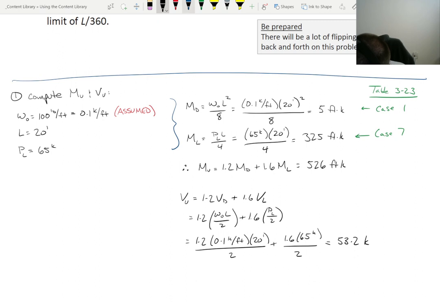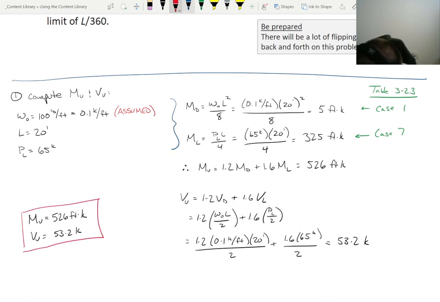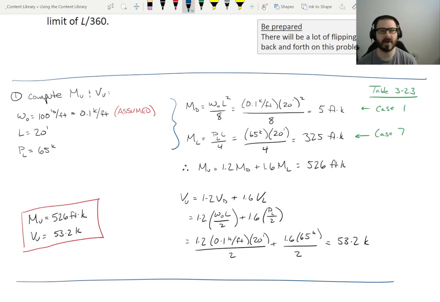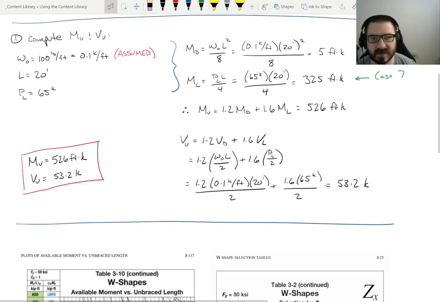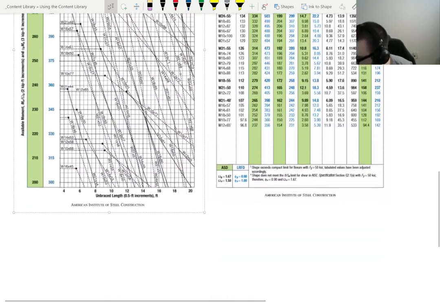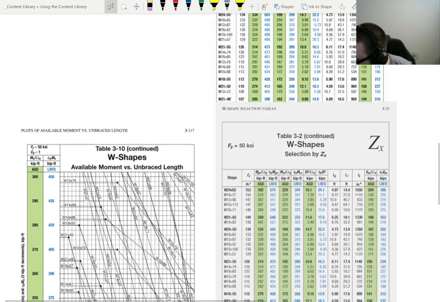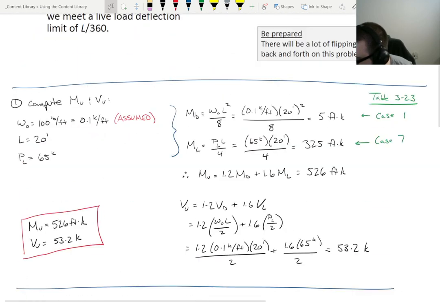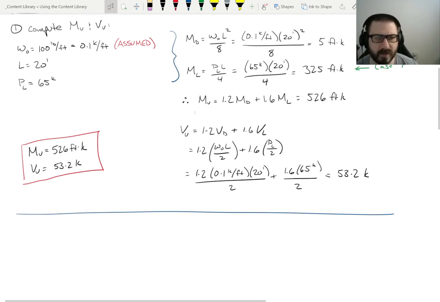So if you want, I will say MU is 526 foot kips, and VU is 53.2 kips. Okay, so that part should be pretty straightforward. Again, I think we've done a few of these at this point, so we can move fast on that. Now, one thing I am going to do is I snipped some tables out of the manual. Let me drag those down a little bit. I'll reference those here in a bit. I don't want to get too far ahead of myself, so we'll get to that here in a second.